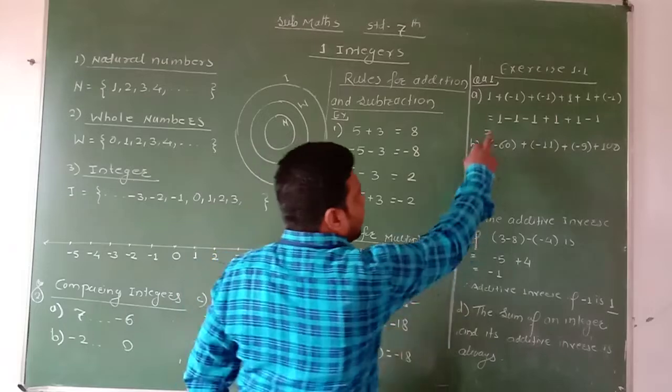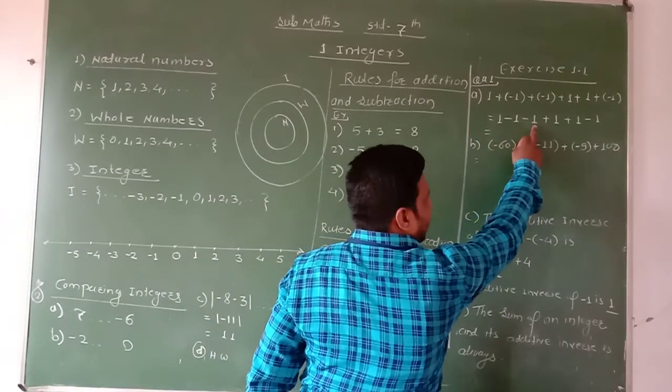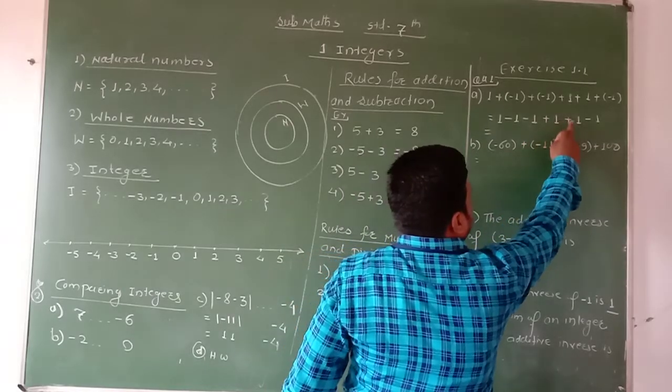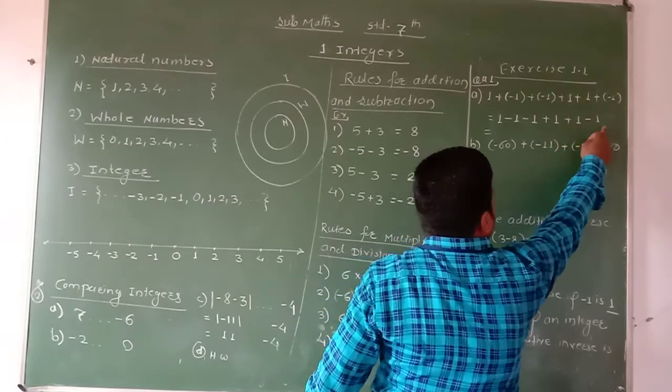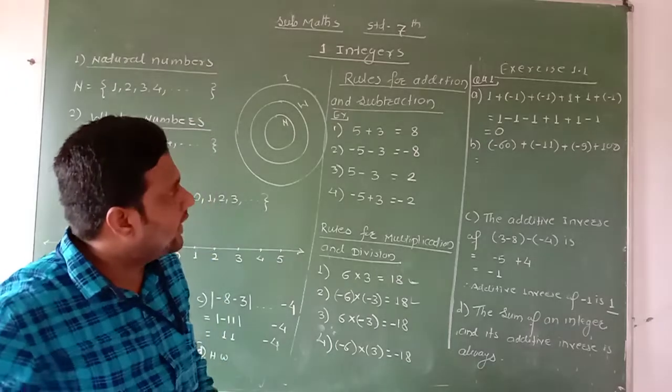Now here 1 minus 1 that is 0. 0 minus 1 that is minus 1. Minus 1 plus 1 that is 0. Then 0 plus 1 that is 1. 1 minus 1 is 0. Therefore our answer is here 0. Clear? Now see the next example.